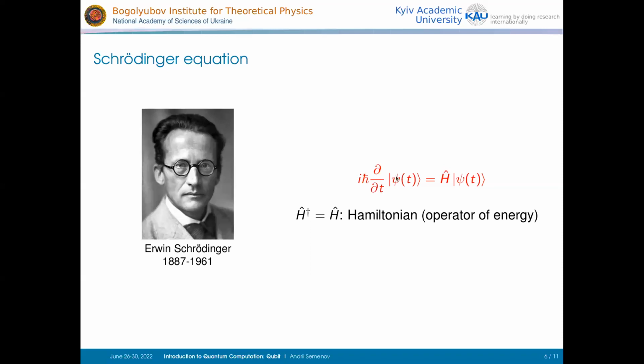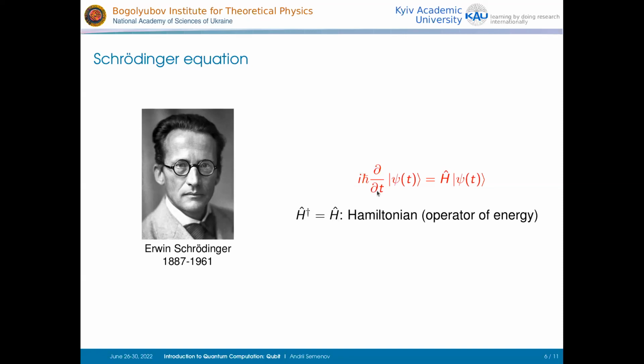He found that psi of t, which depends on time, should satisfy this equation. This is the first derivative. H with a bar, h-bar, is the Planck constant; I believe everybody knows what it is. And H is a matrix, an operator, called the Hamiltonian, or the operator of energy. It is really related to the energy of the system. And this operator should be Hermitian, which means that the Hermitian conjugate should be the same operator.